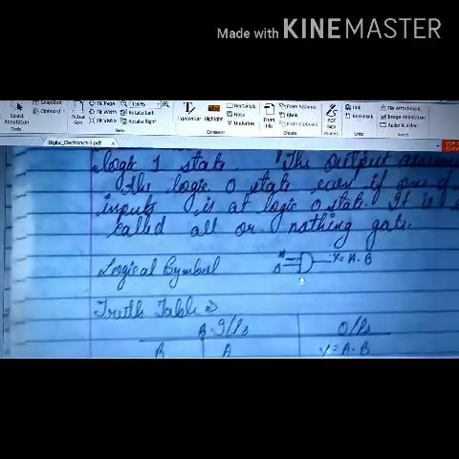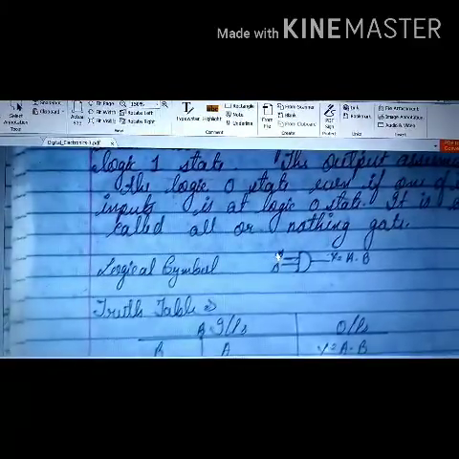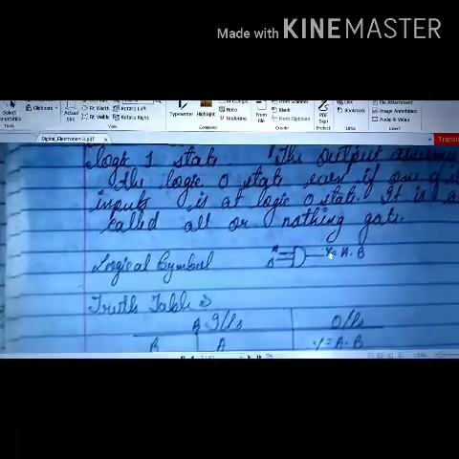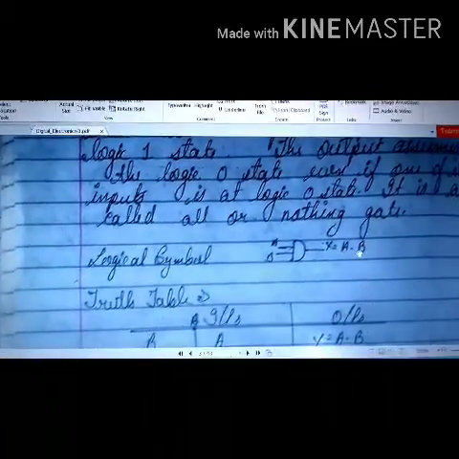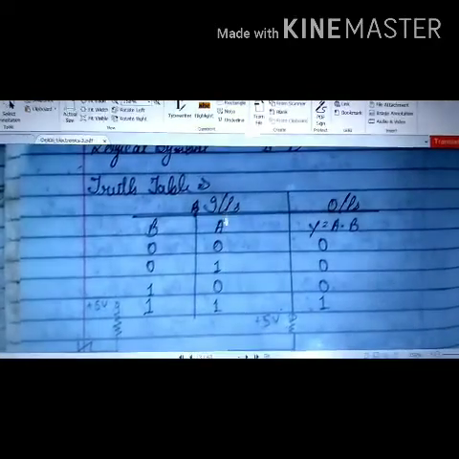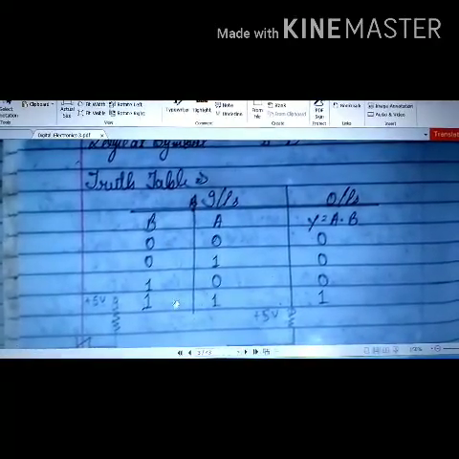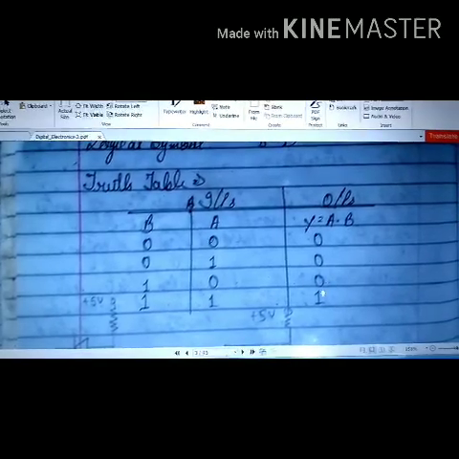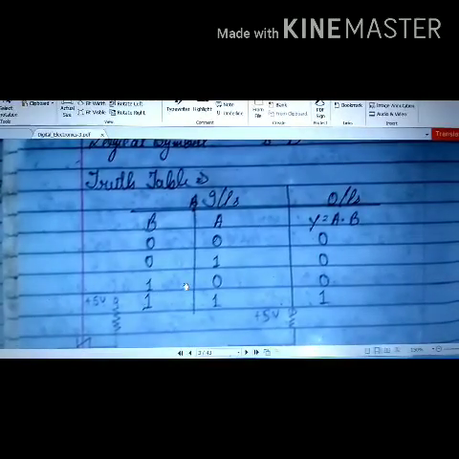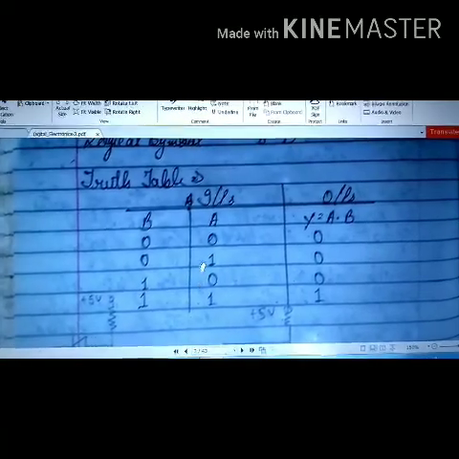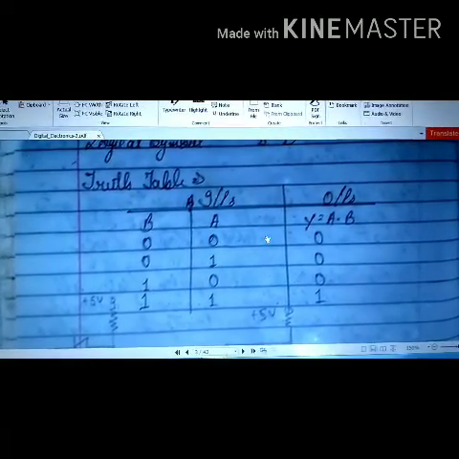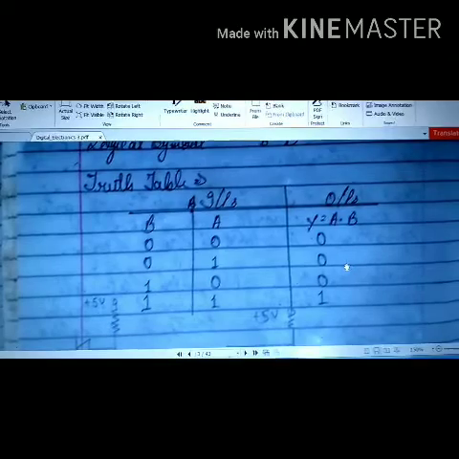Here is the symbol for a two input gate. These A and B are the inputs and Y is the output, that is A dot B. Its truth table is like this: here is the input A, here is the input B. When both A and B are 1, only then will the output be 1. Otherwise, even if B is 1 and A is 0, or A is 1 and B is 0, or both are 0, the output will be 0.